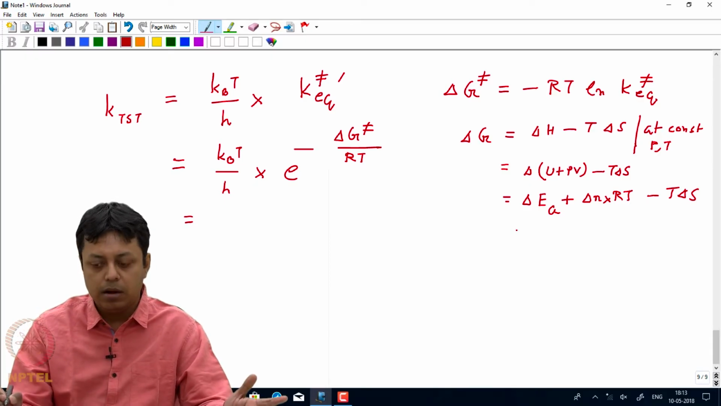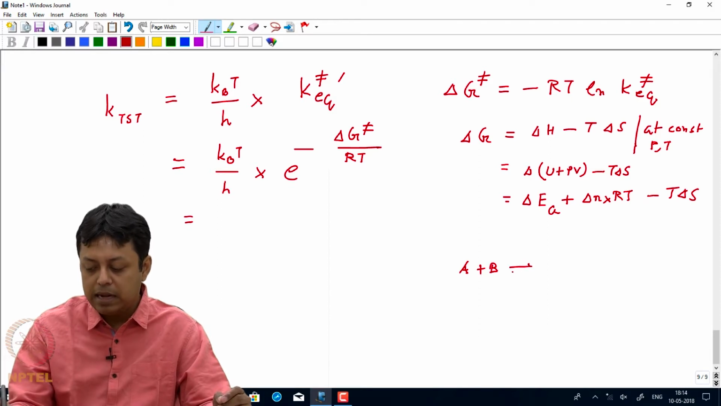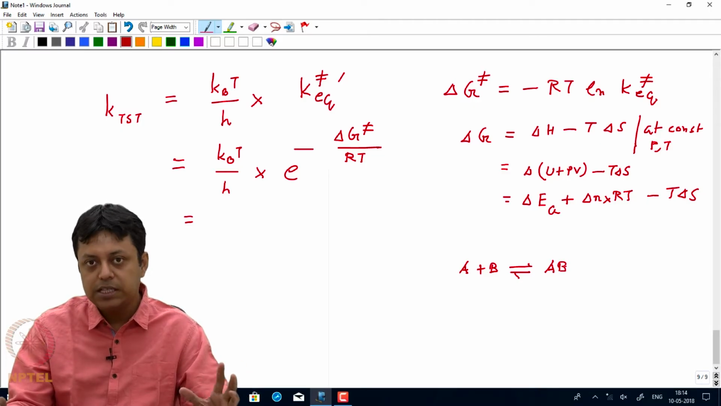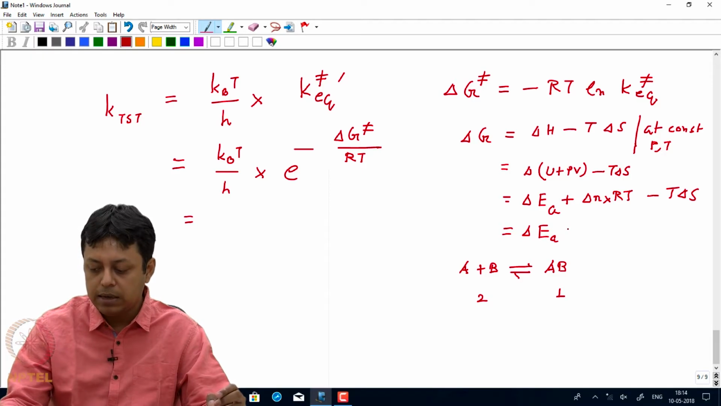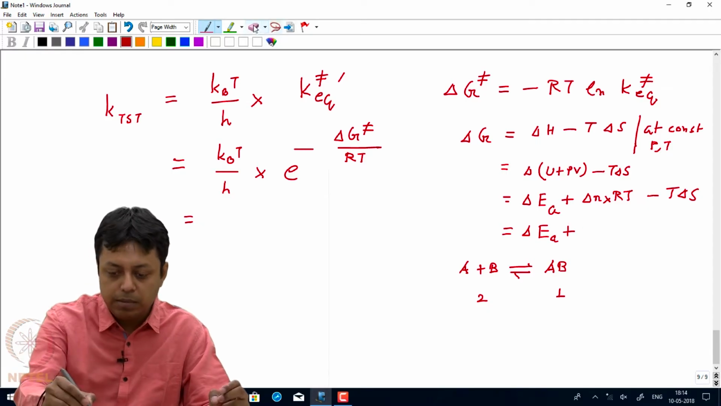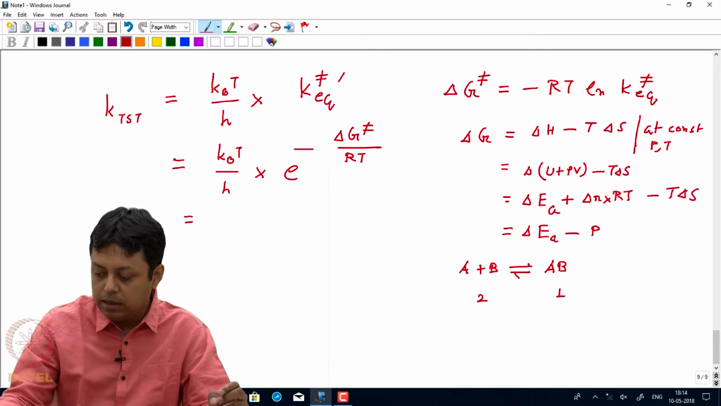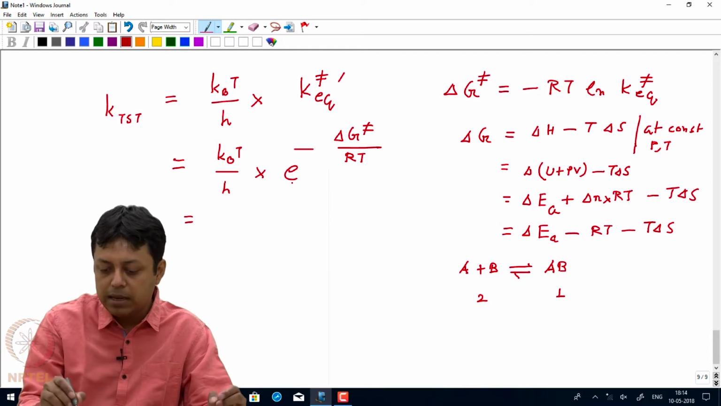Now for our reaction, if you think that I had a bimolecular reaction that is forming a transition state which is just one molecule, the change in number of moles is basically minus 1, because I had 2 moles here and 1 mole here. So it is 1 minus 2, which is minus 1. So you can right away write that it is nothing but delta EA, minus RT, minus T delta S. Now we can put it back into this equation.